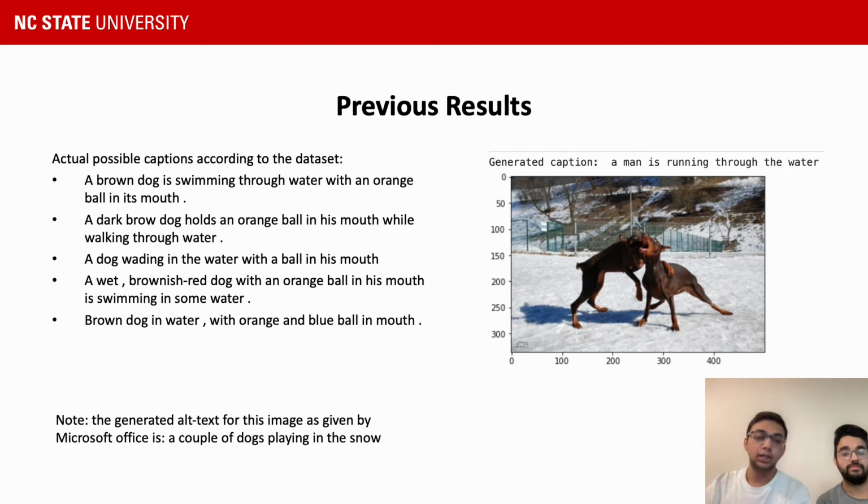As we can see in the results of this model, the generated caption said a man is running through the water, while clearly we know that there are two dogs fighting in the snow. We also have a base reference of the alternate text generated by Microsoft Office, and they say that this image talks about a couple of dogs playing in the snow.